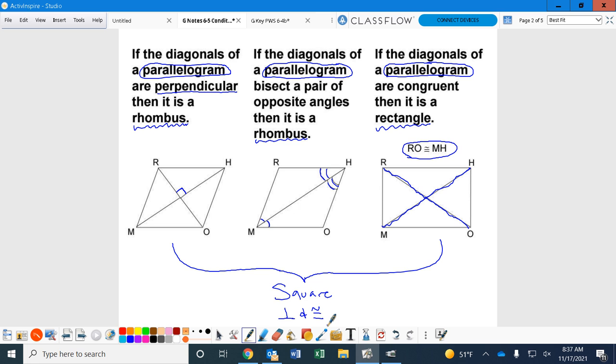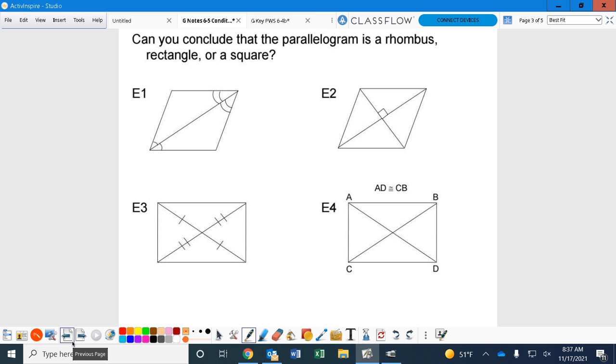So one of the things you're going to have to do is identify and then tell me why. Tell me what it is, which one of these reasons that you can use. So you're going to look at these shapes on the next slide and tell me what those are and tell me why they are. Let's take a look at that. So we already know that these are all parallelograms. That's the first thing you need to know. So we're starting off with parallelograms. All we're trying to decide is a rhombus, a rectangle, or a square.